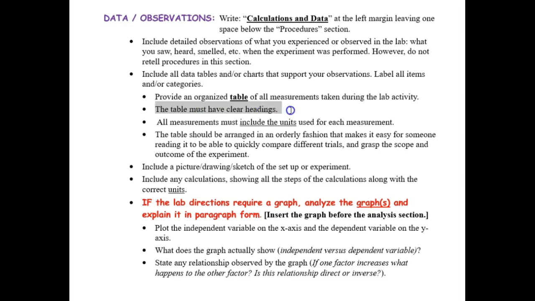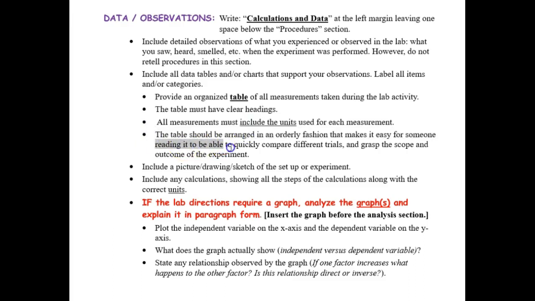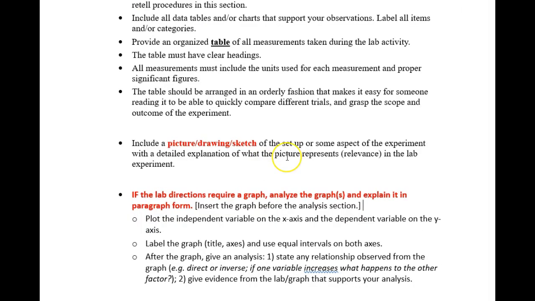The table must have clear headings. All measurements must include units. The table should be arranged in an orderly fashion so it's easy for someone to read. They can read it quickly, compare different trials, and grasp the scope and outcome of the experiment. Make sure you include a picture, drawing, or sketch of the setup of the experiment. There are no calculations necessary in this lab, and neither is a graph necessary. So this next part here you would use for future experiments.